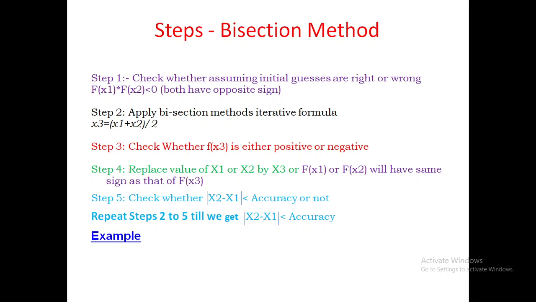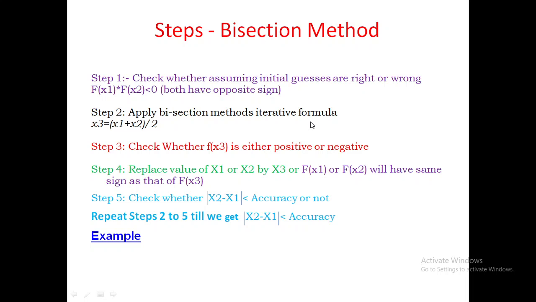In the first step, you have to assume two initial guesses, x1 is equal to and x2 is equal to, and put those values in the given function and check whether the initial guesses x1 and x2 have the opposite sign or not. This is the first step.